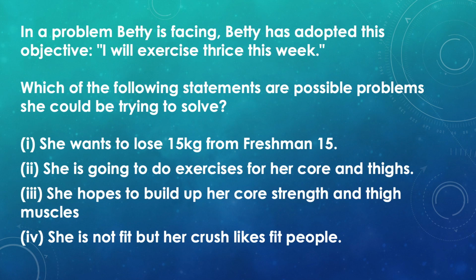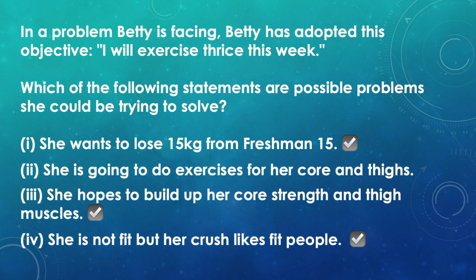Alright, so let's move on to the next section, which is problem versus objective part 2. In this question, we have two variants. Let's start with variant number 1. In a problem Betty is facing, Betty has adopted the objective, I will exercise thrice this week. Which of the following statements are possible problems she could be trying to solve? She wants to lose 15 kg from freshman 15. She's going to do exercises for her core and thighs. She hopes to build up her core strength and thigh muscles. She's not fit, but her crush likes fit people. As you can see, the correct options are 1, 3, and 4.